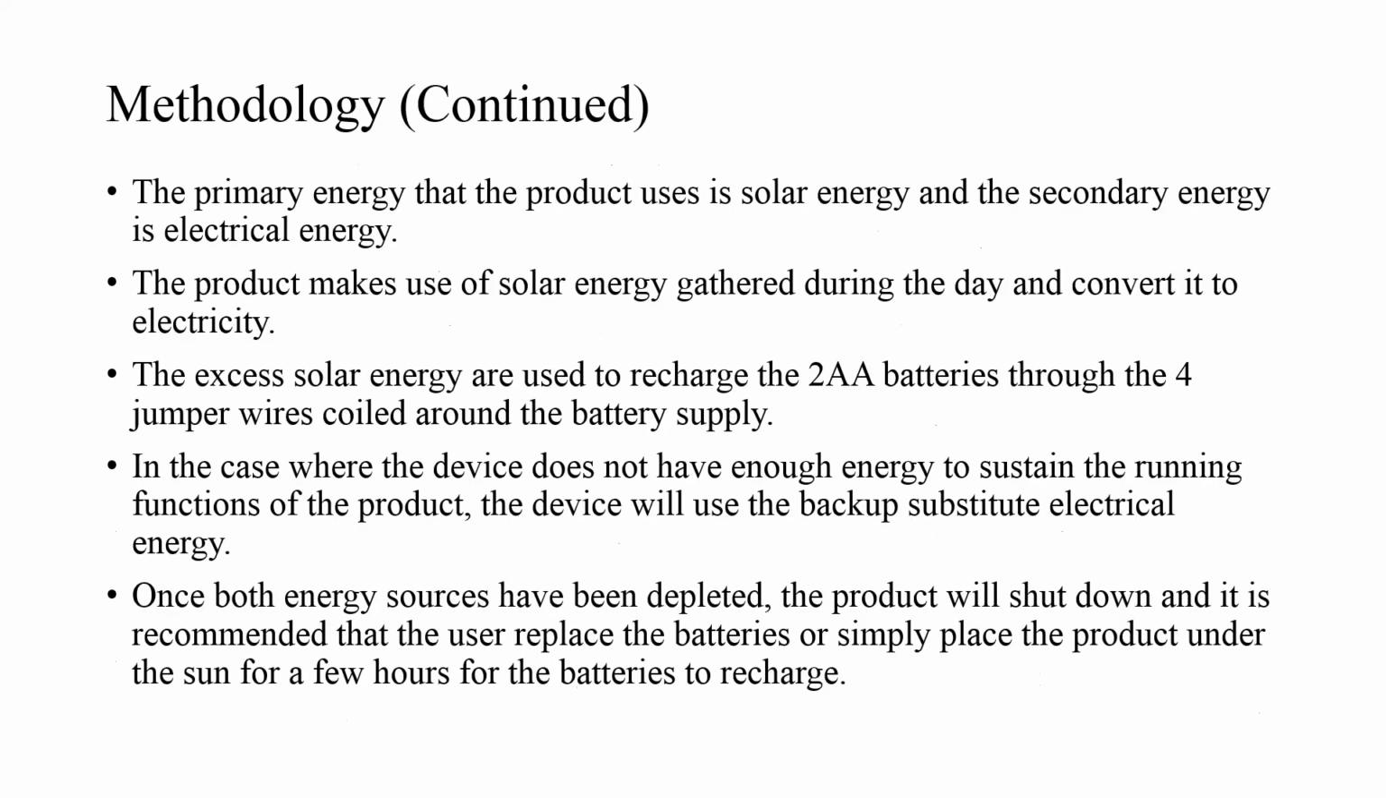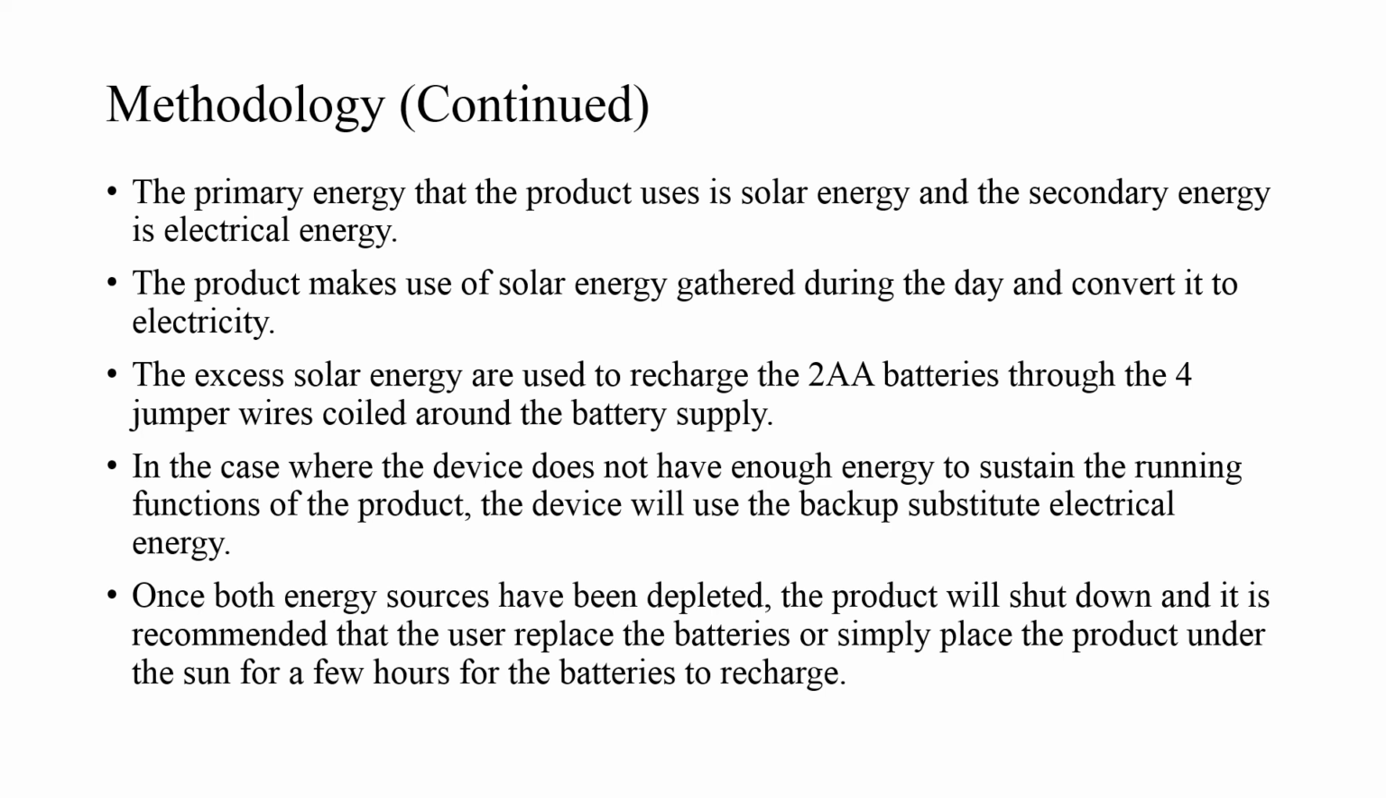Methodology continued. The primary energy that the product uses is solar energy and the secondary energy is electrical energy. The product makes use of solar energy gathered during the day and converts it to electricity. The excess solar energy is used to recharge the 2AA batteries through the 4 jumper wires coiled around the battery supply.